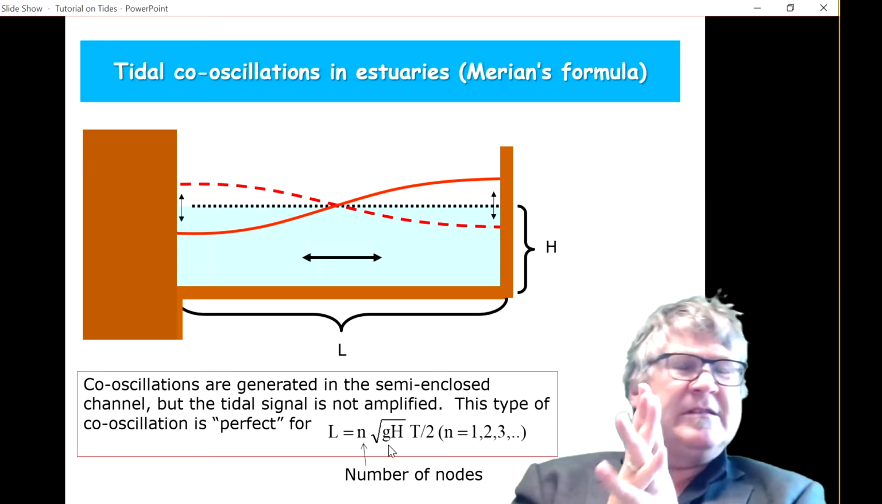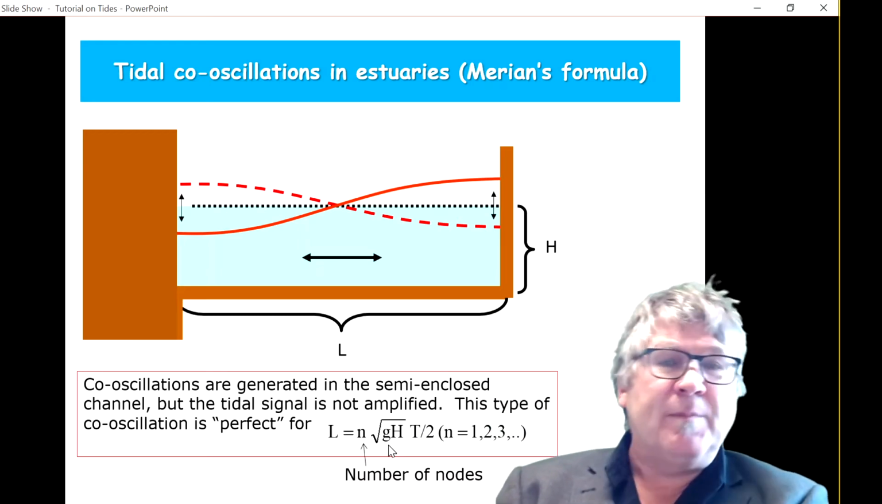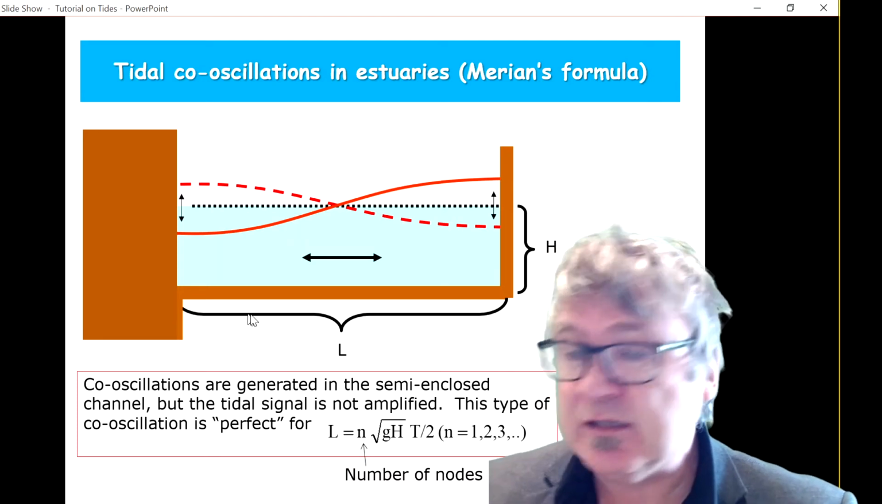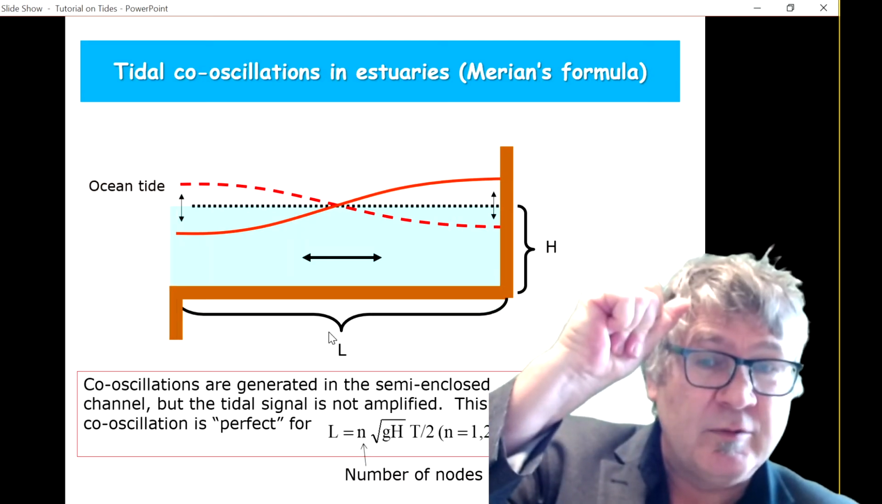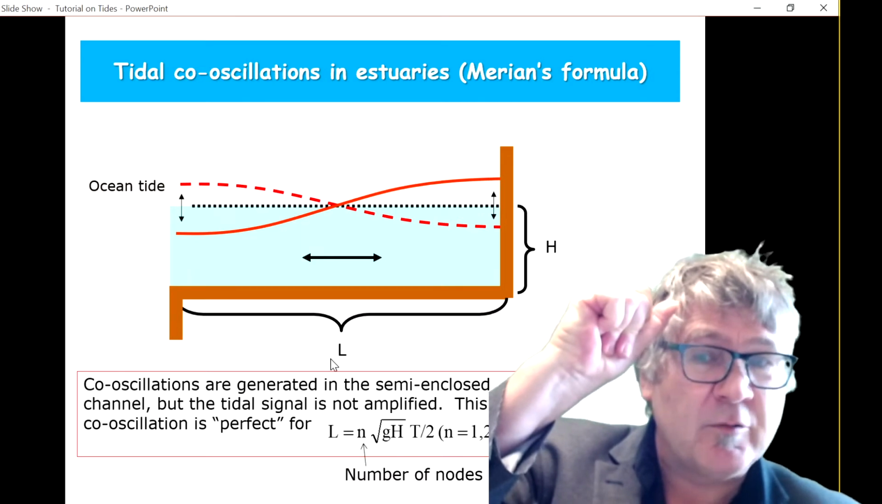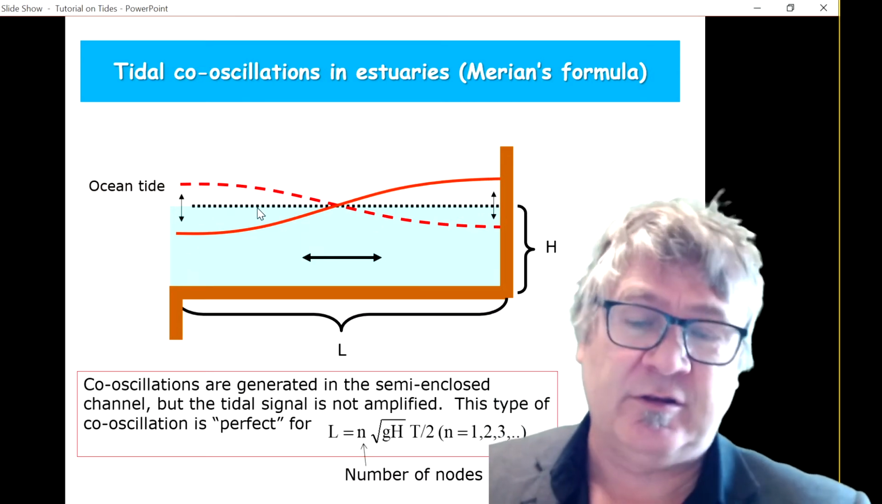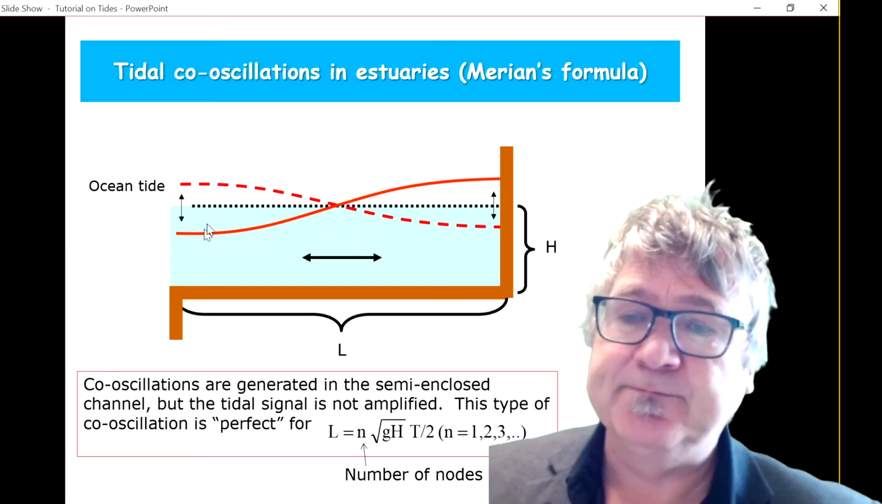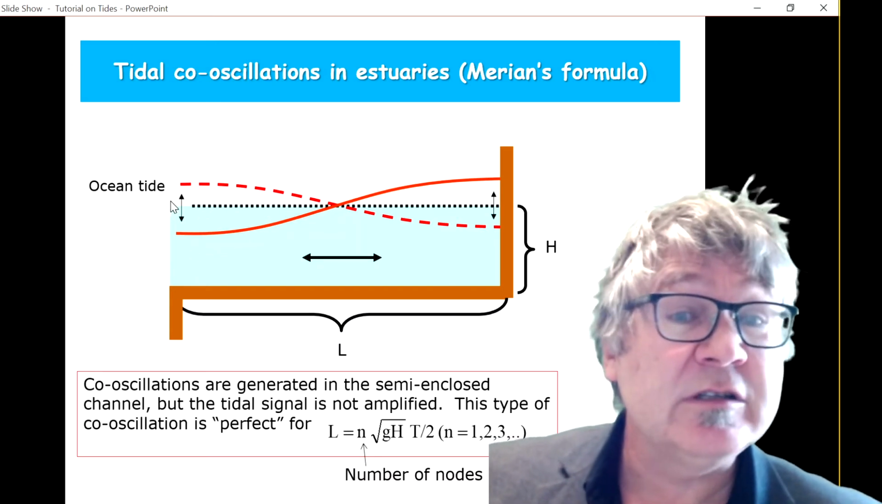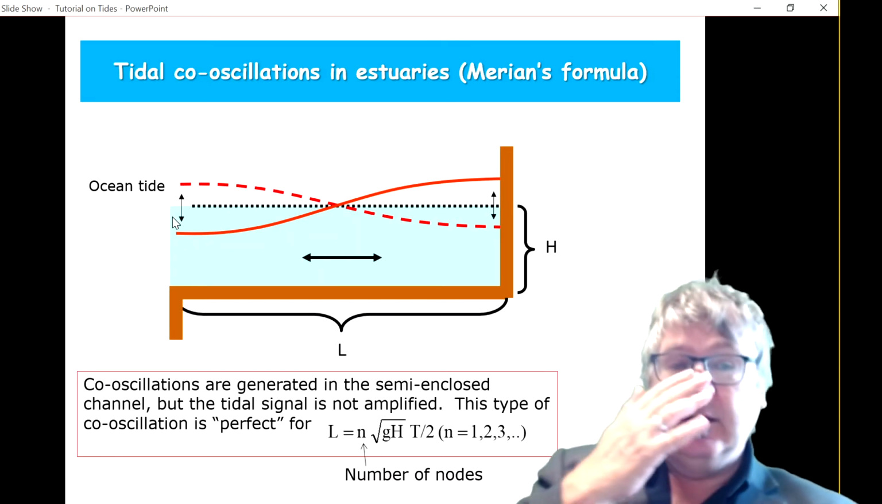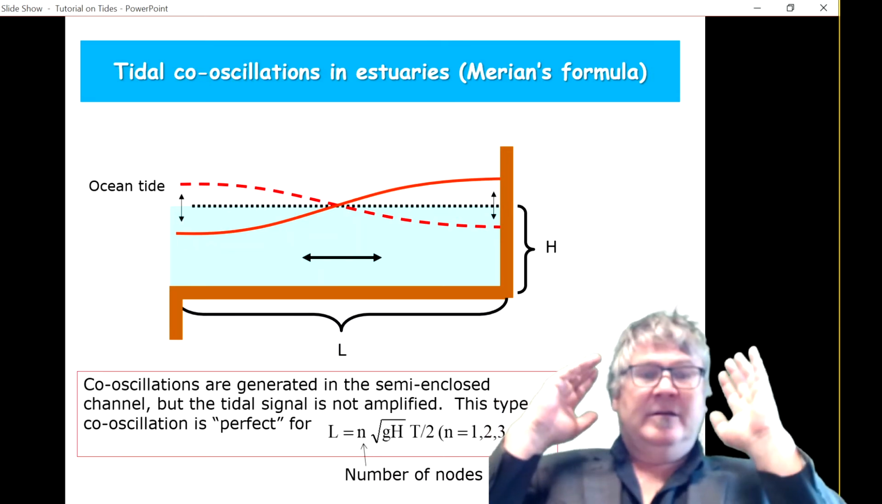So now what happens if you have not a closed basin, but a semi-enclosed basin? What we do is we remove the left boundary and just have the entrance of your estuary, the mouth of your estuary, here. Now you have the ocean tide.